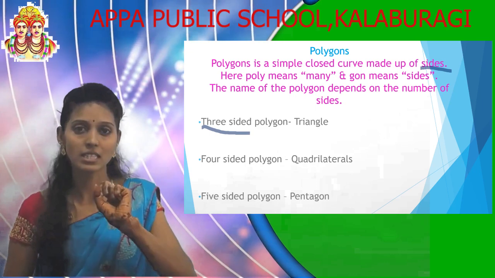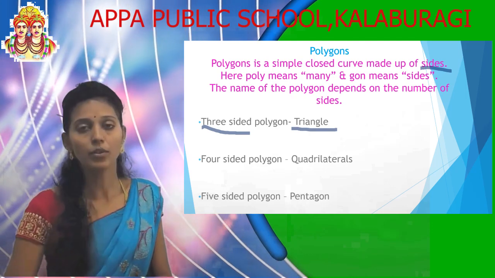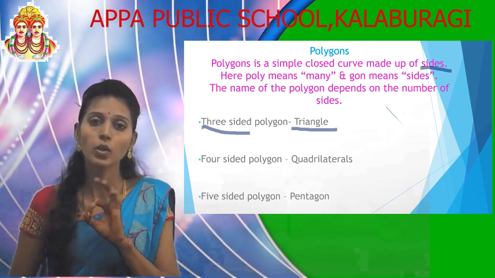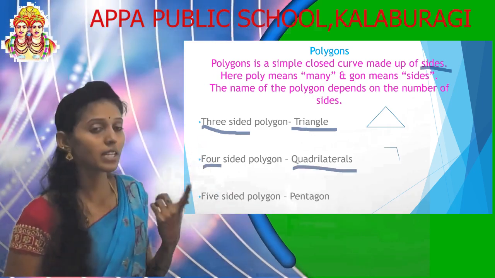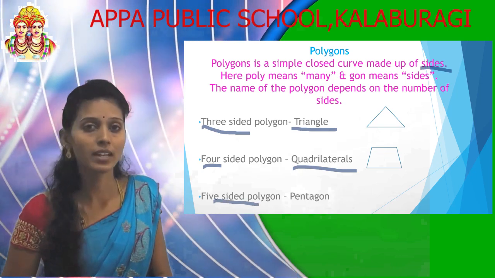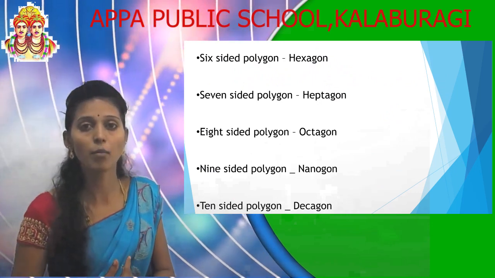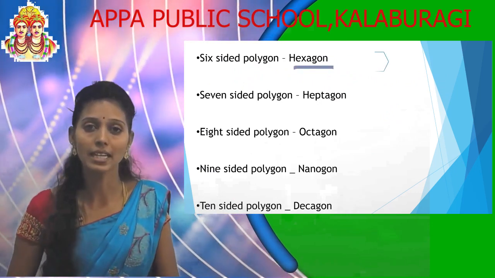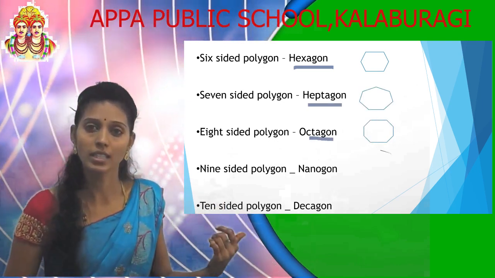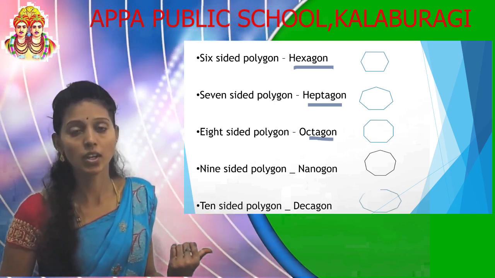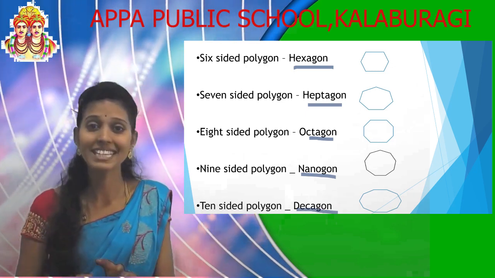With 2 sides, it is impossible to draw a polygon, isn't it? So the basic polygon starts from 3 sides. A 3-sided polygon is nothing but a triangle. Then a 4-sided polygon, quadrilateral, right? 5-sided polygon, 6-sided, 7-sided, 8-sided, 9-sided, and 10-sided polygon are named as pentagon, hexagon, heptagon, octagon, then nonagon and decagon, with 9 sides and 10 sides.